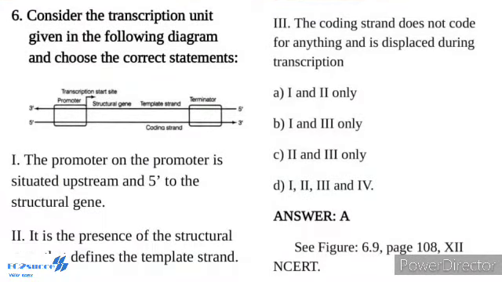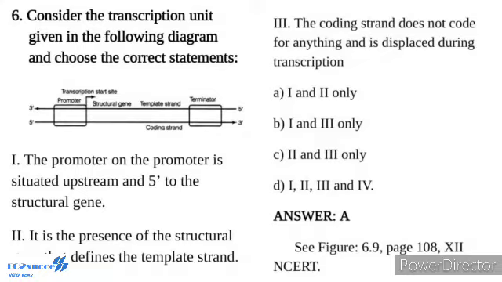Question number 6. Consider the transcription unit given in the following diagram and choose the correct statements. Statement 1. The promoter is situated upstream and 5' to the structural gene. Statement 2. It is the presence of the structural gene that defines the template strand. Statement 3. The coding strand does not code for anything and is displaced during transcription. Shown in the diagram is the schematic structure of a transcription unit.